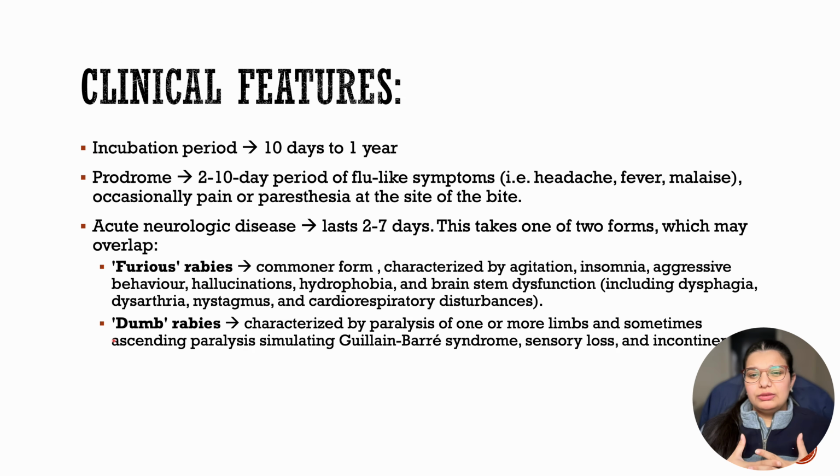How would dumb rabies present? Like a dumb person who's just lying down doing nothing. Imagine paralysis of one or more limbs. It can even mimic GBS, which is an ascending paralysis, and even sensory loss or incontinence can occur. So this is the overall presentation of how it would present.